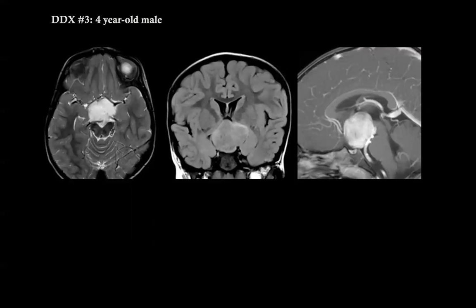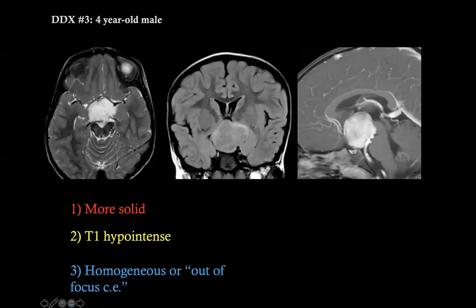This is a 4-year-old male. This is again a suprasellar tumor. The pituitary gland is not involved. It's quite bright. What is that? It can be a craniopharyngioma, but it's very much solid. And if you do a CT, you don't find calcification most of the time. It's T1 hypointense rather than hyperintense, although here it's not shown. And there is this homogeneous enhancement.